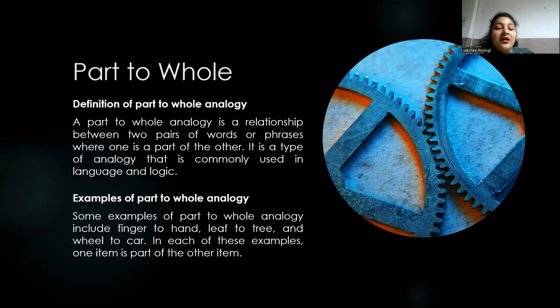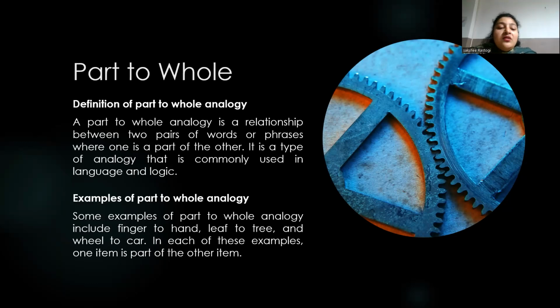For example, finger is to hand as leaf is to tree. In this example, finger is a part of hand and leaf is a part of tree. The analogy highlights the relationships between the individual components, fingers and leaves, and their respective wholes, hand and tree. Part to whole analogies are useful for identifying relationships between individual components and larger systems, understanding how parts contribute to the whole, making connections between different concepts and ideas, and developing critical thinking and problem solving skills.